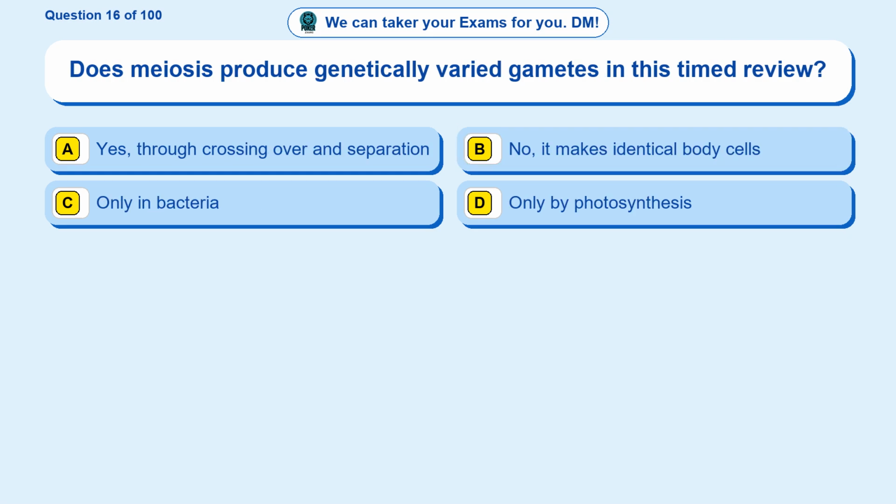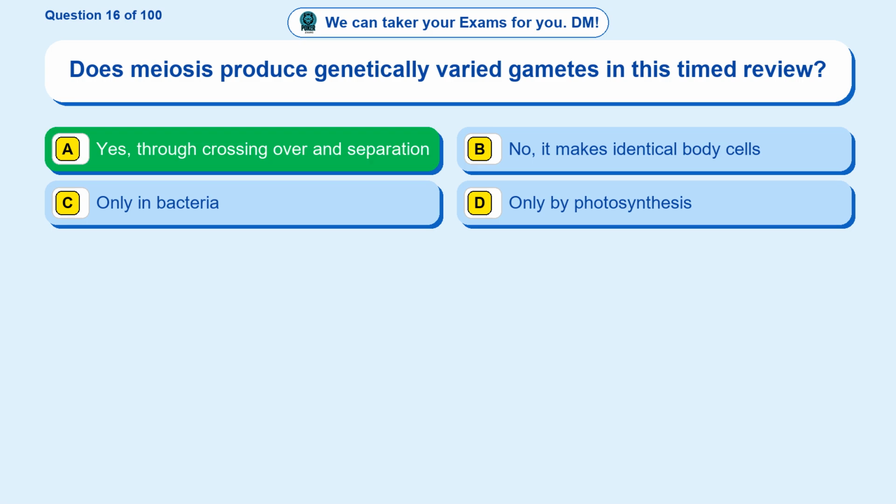Question 16. Does meiosis produce genetically varied gametes in this timed review? Option A. Yes, through crossing over and separation. Option B. No, it makes identical body cells. Option C. Only in bacteria. Option D. Only by photosynthesis.